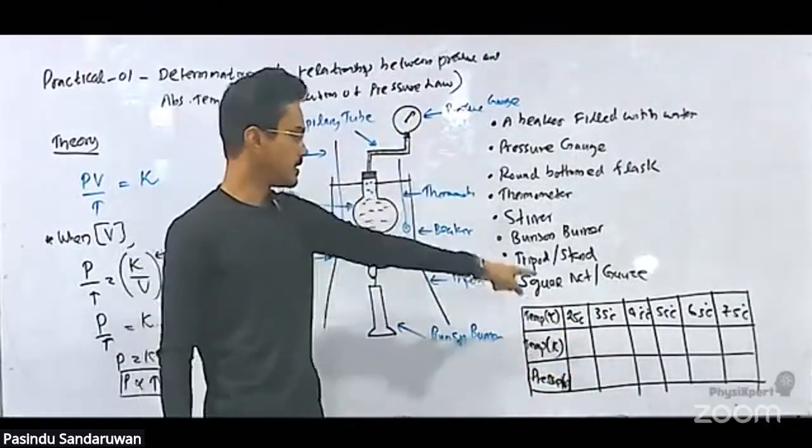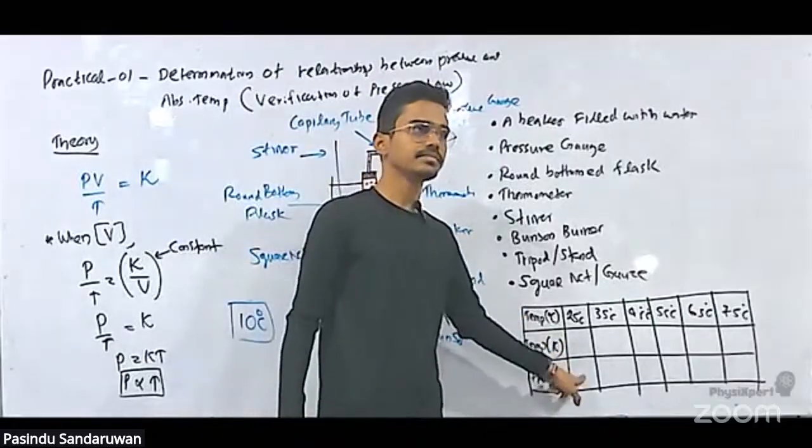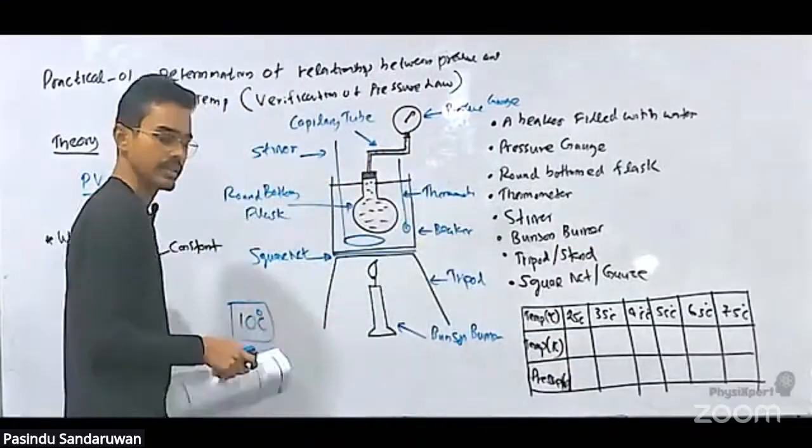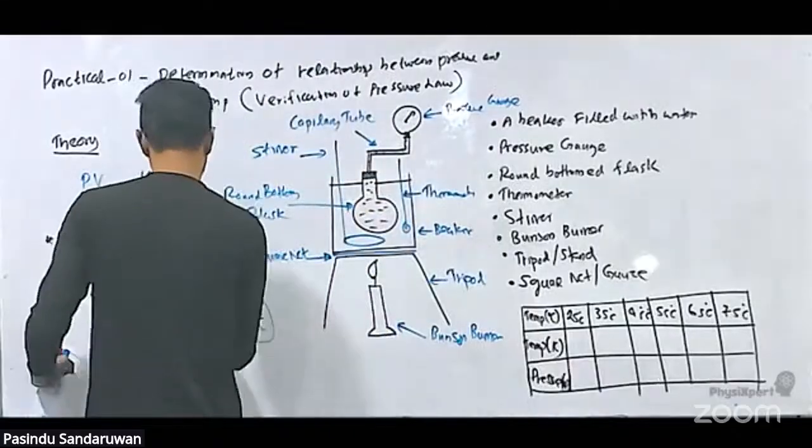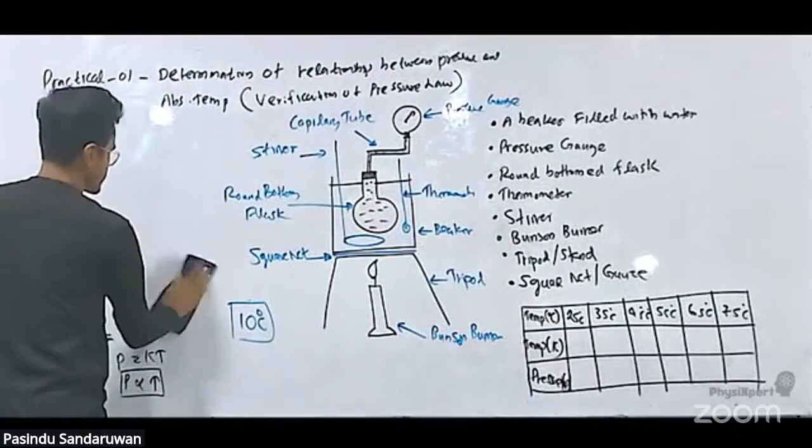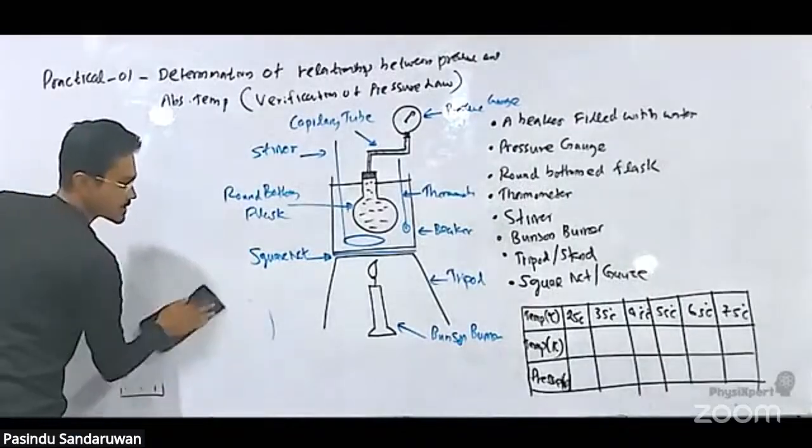Now we know the Kelvin values and the pressure readings from the pressure gauge. Then we have the Kelvin temperature with pressure, and we can plot a graph. Next we are going to plot the graph. Take down the table.